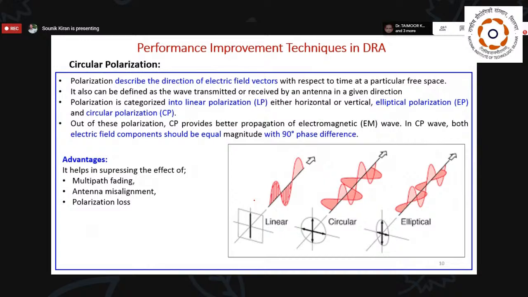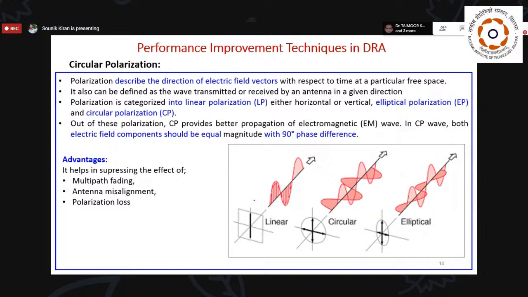So when the signal transmits from one antenna to another, or from the transmitter to the receiver, it will definitely be reflected back. It will travel through different paths to the receiver. When it travels through different paths, the phase will change, and signal strength may be lost. All these things may happen.